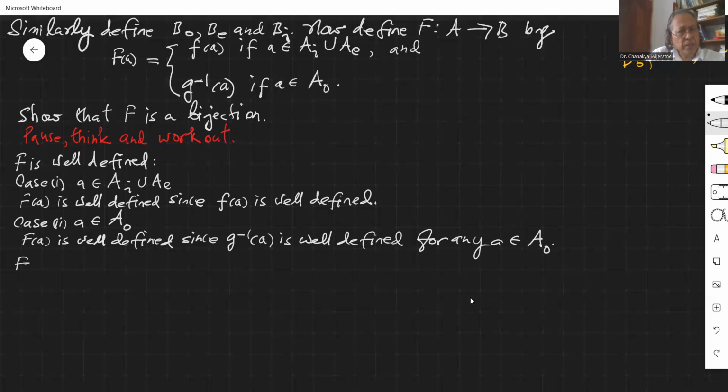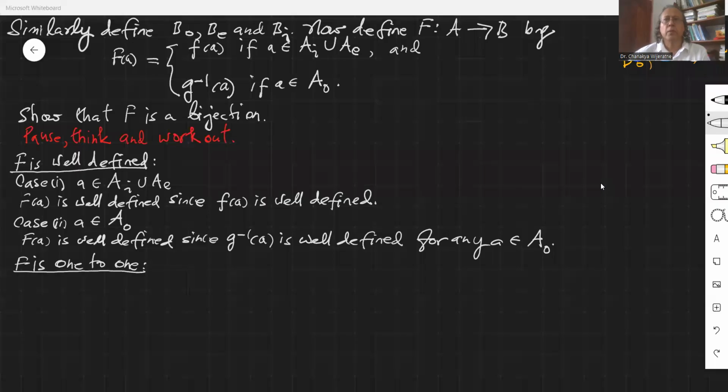Now F is one-to-one. So how do we show this? Once again, you can pause, think, and work it out. I'm going to give you time. Okay, let's continue. We take two elements, let A and A prime belong to A. Then we're going to consider three cases.